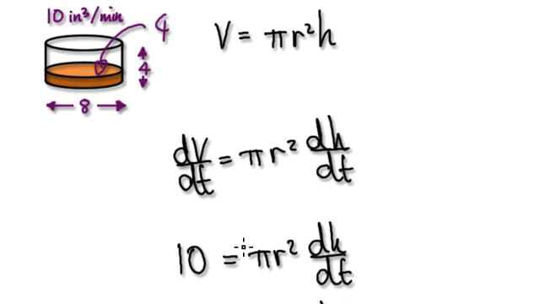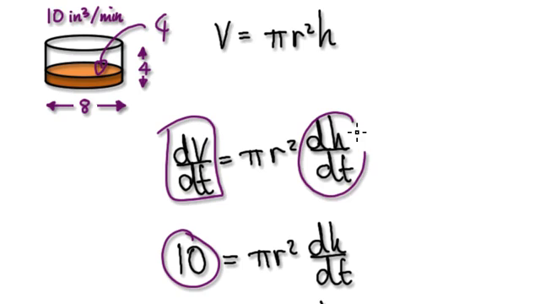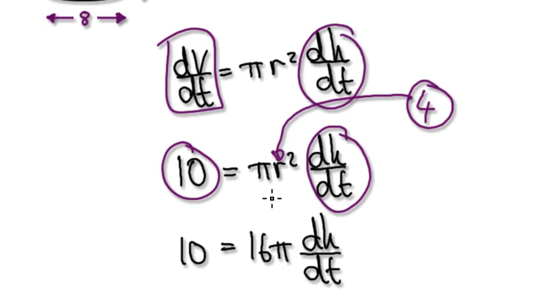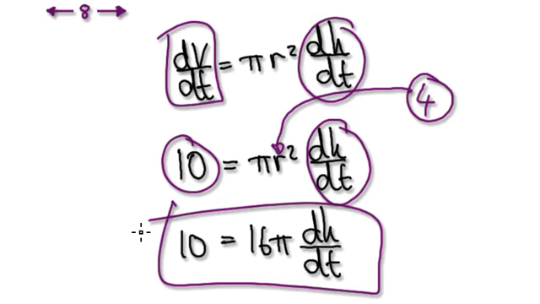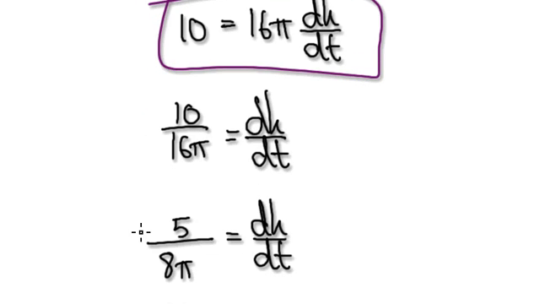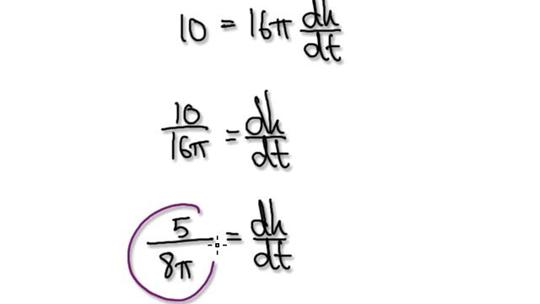So, hang on. dV by dt is positive 10. This is what we want to know. And at that precise moment in time, the radius is 4. So we need to put 4 into R. That will then take us to here, and then we work out dH by dt. Well, dH by dt will be given by this.